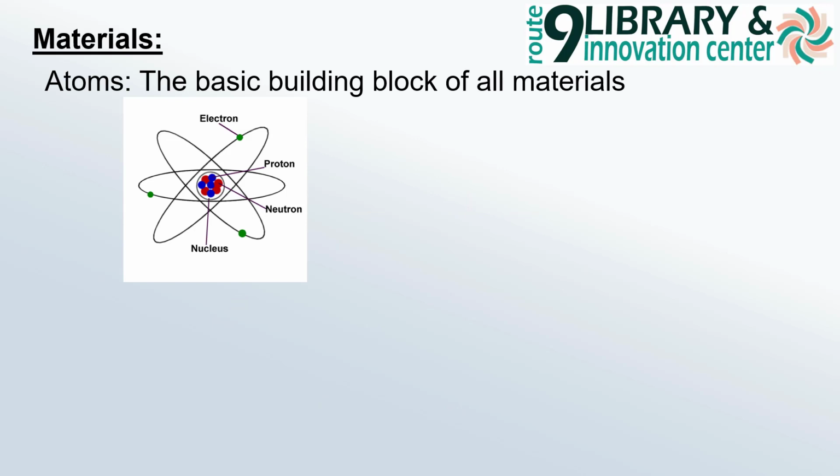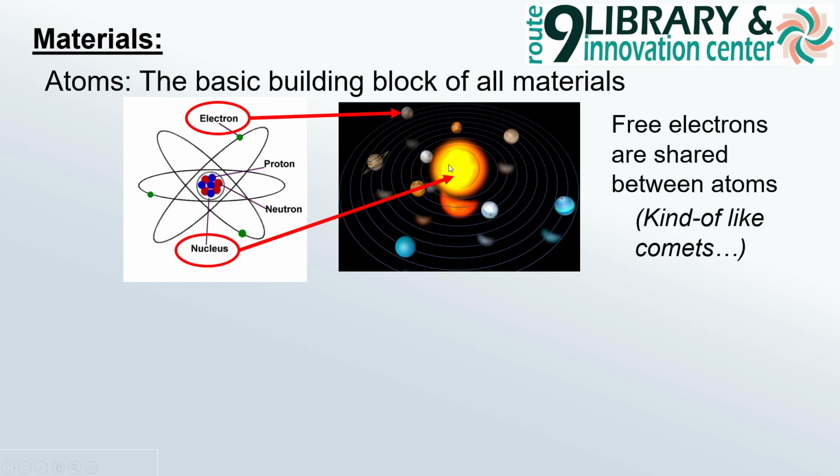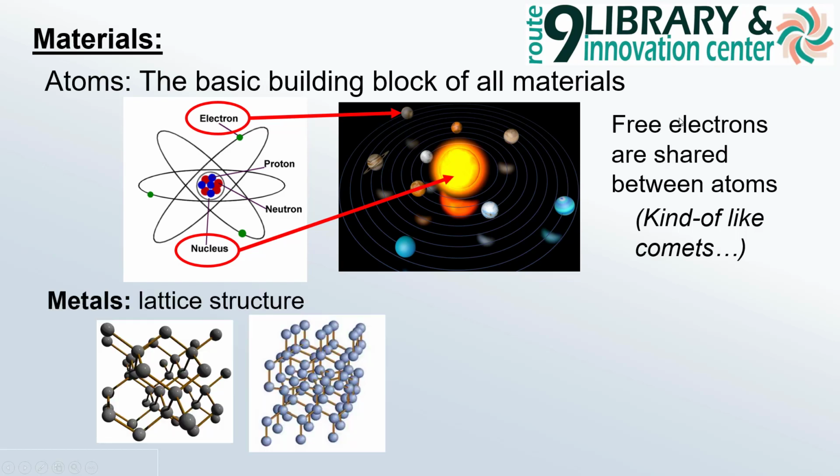So in materials, atoms are the basic building block of all materials. An atom has a nucleus in the center, electrons that go around it, very much like our solar system has a sun in the center and the planets that orbit around. And you could almost think there are things called free electrons, which are like free planets, maybe more like comets, that can come into the solar system and leave the solar system. These are going to be the key parts of electricity, these electrons that are shared.